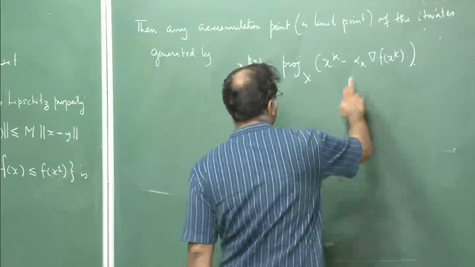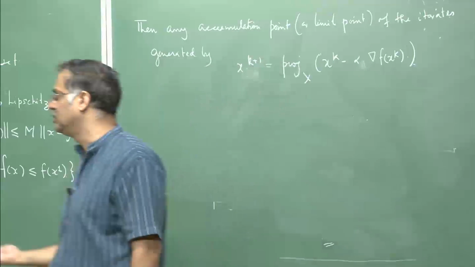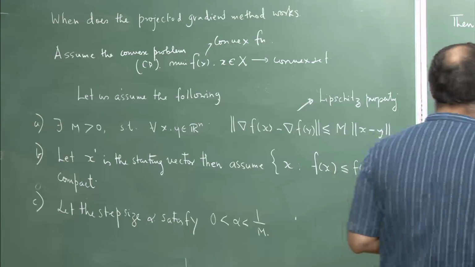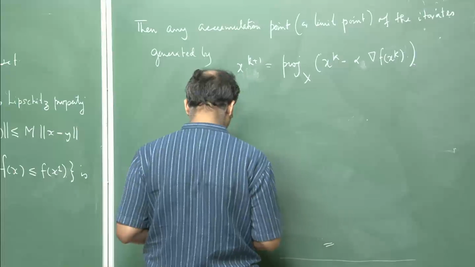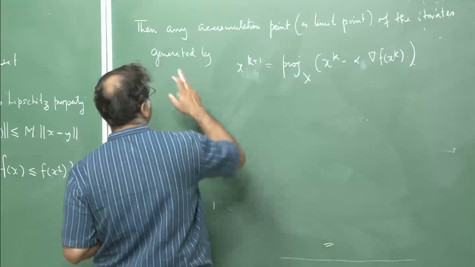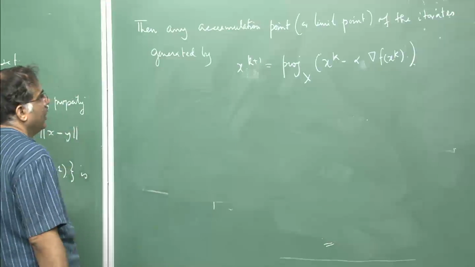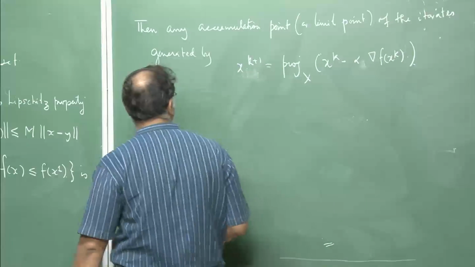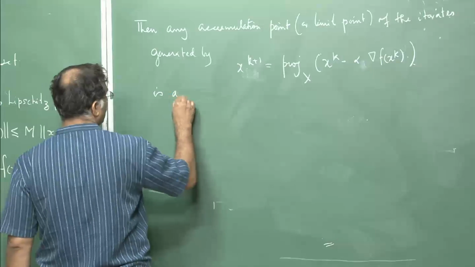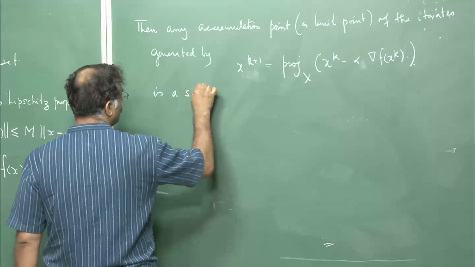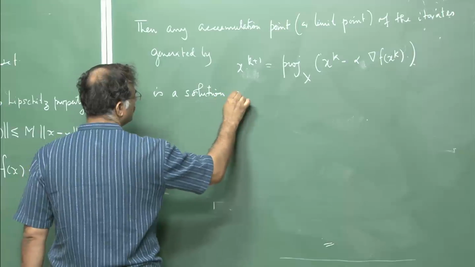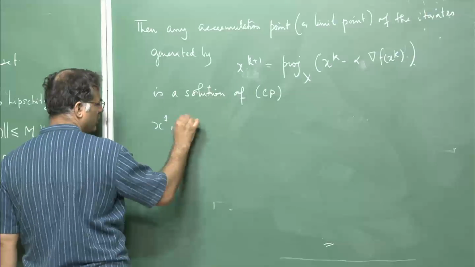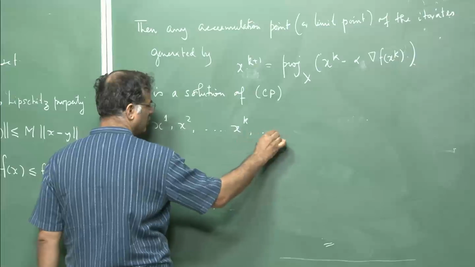Again, alpha has to be chosen by you, right. So, it would be alpha k. So, generated by this projected gradient method, then any accumulation point of the iterates generated by this is a solution of CP. So, this will generate an iterate sequence x1, x2, xk.